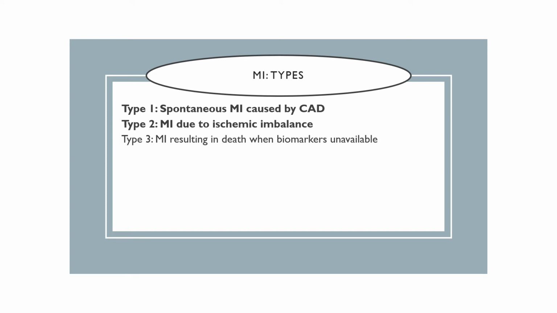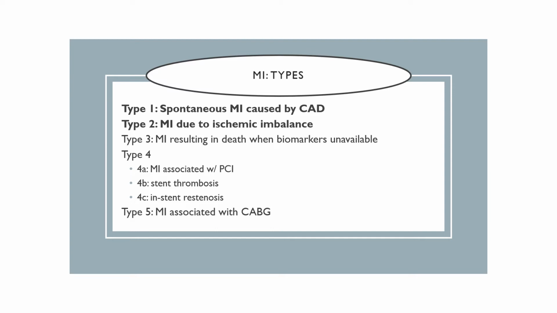A type 3 MI is a myocardial infarction resulting in death when biomarker values are unavailable. A type 4 MI is a troponin elevation seen after PCI, and a type 5 MI is a troponin leak after CABG.